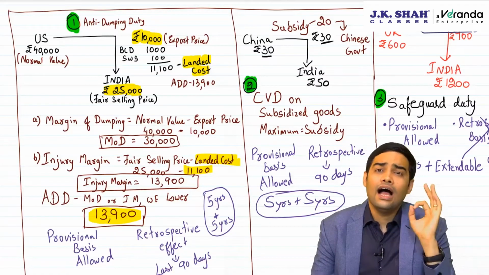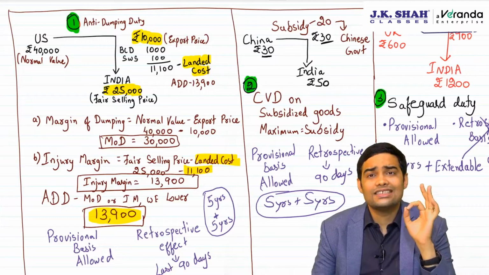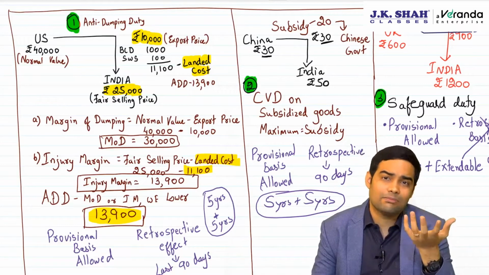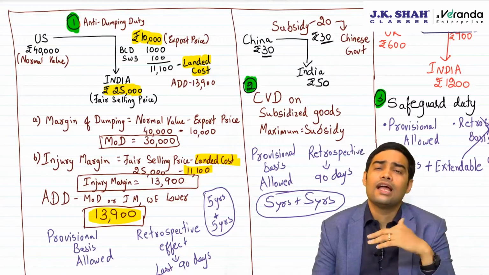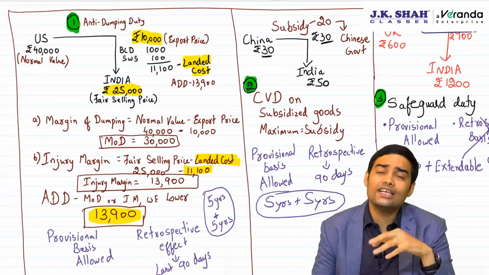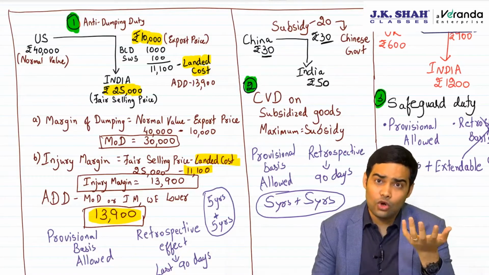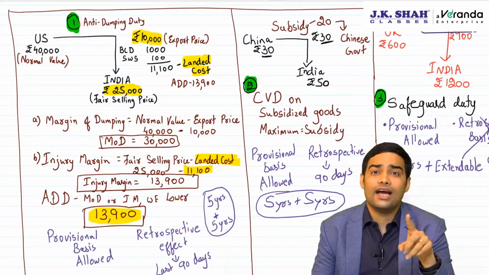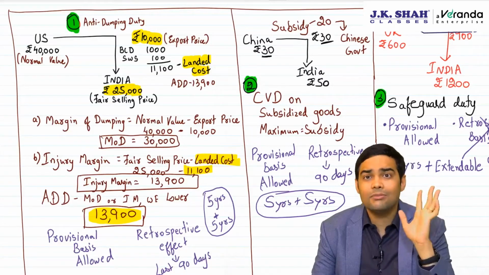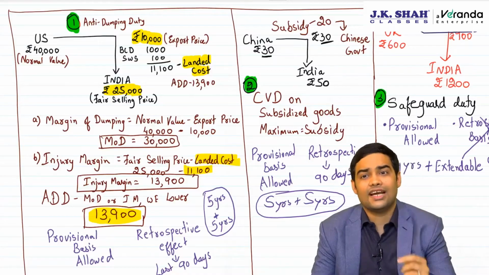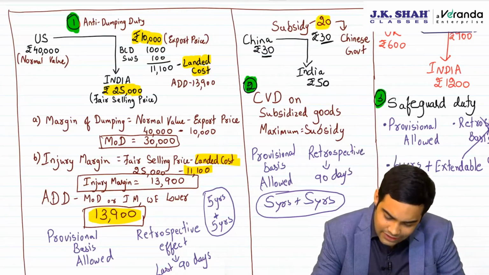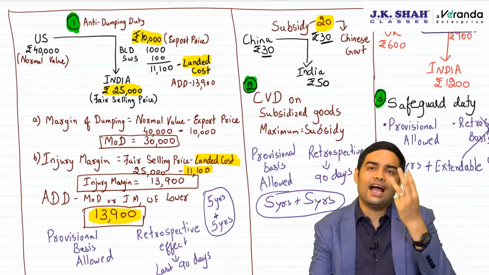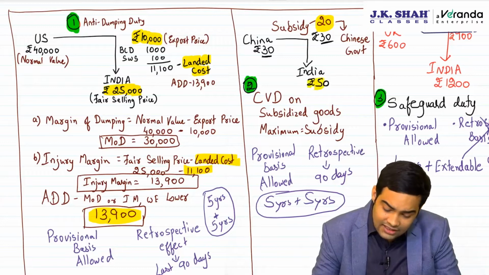Now, there is one more type of duty which is CVD on subsidized goods. Say suppose some country is giving subsidy. It could be in the form of cashback for exports. It could be in the form of interest-free loan in case of export. If government is giving a subsidy so that the other country products come into India at cheaper rate. Say suppose Chinese government is giving a subsidy of 20 rupees and the Chinese person is exporting it to India at 30 rupees. The cost in India is 50.